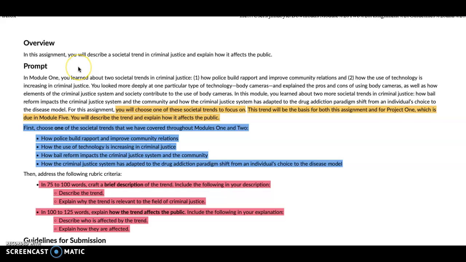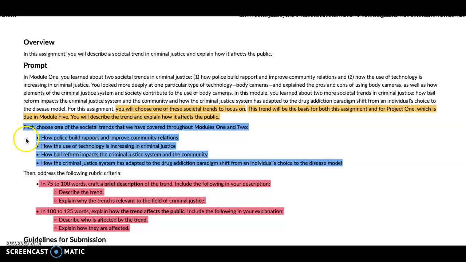But first, it's really, really important that this week you carefully review the assignment guidelines and grading rubric, which I have here in front of you, and I'm going to go over, but you really need to pay attention to the assignment guidelines and some of the specific things that you need to include in this particular assignment. All right. So first off, what you're going to do is you're going to choose just one of the societal trends that we have covered either in Module 1 or Module 2.